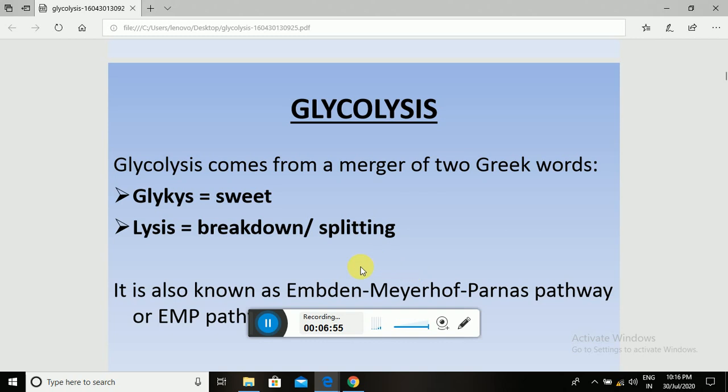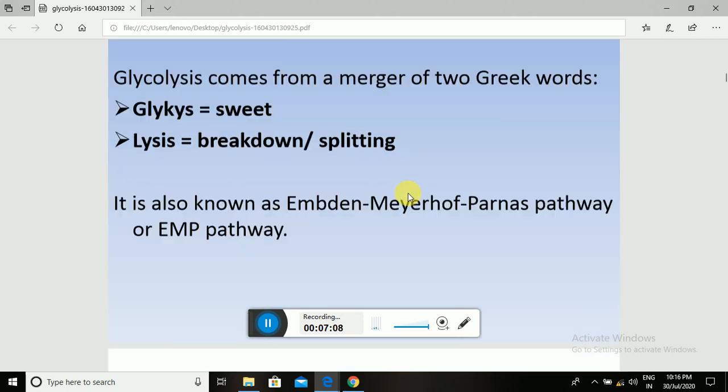This pathway is known as the Embden-Meyerhof-Parnas pathway. It is a specific type of pathway, also known as the EMP pathway. So glycolysis is also known as the EMP pathway, or Embden-Meyerhof-Parnas pathway.